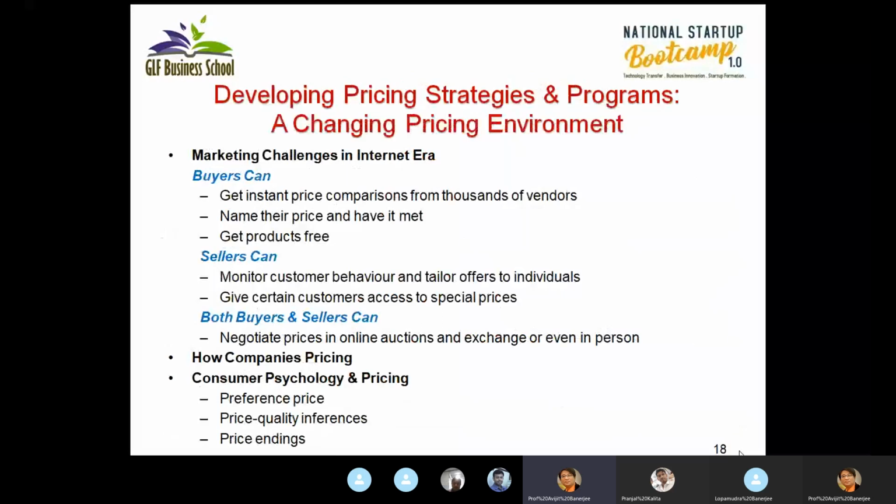Developing pricing strategy and programs, a changing pricing environment. Price is the only element of the marketing mix that produces revenue. The other elements produce cost. Prices are perhaps the easiest element of the marketing program to adjust. Product features, channels, and even communications take more time. Price also communicates to the market the company's intended value positioning of its product or brand. A well-designed and well-marketed product can command a price premium and reap big profits.